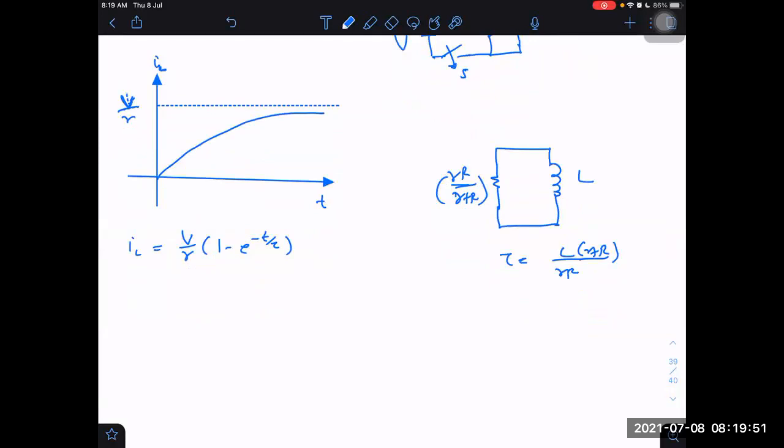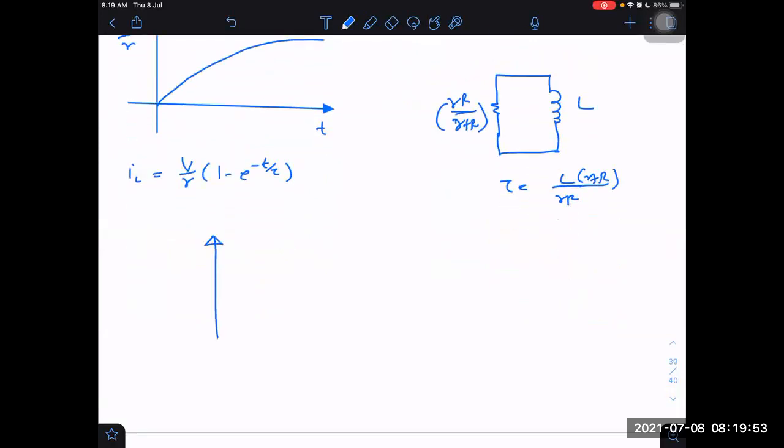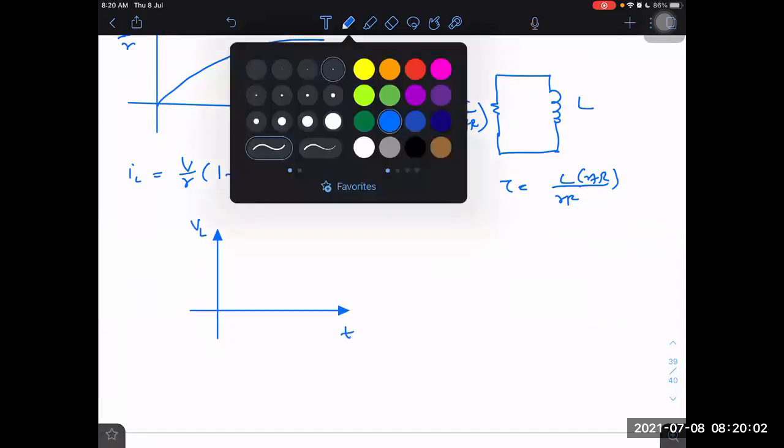Voltage across the inductor we can get by differentiating. Do I need to differentiate dI by dt to get the voltage? No, I don't need to differentiate. What I will do instead is directly find it by taking the initial voltage and the final voltage.